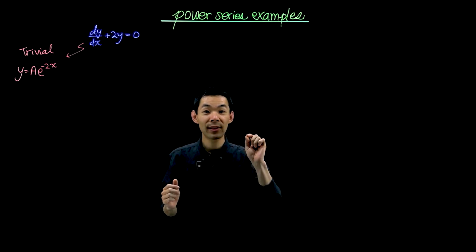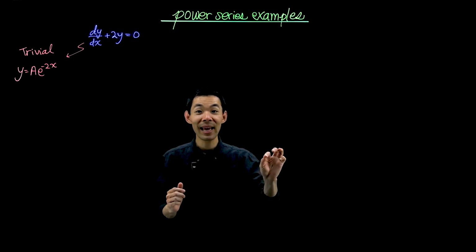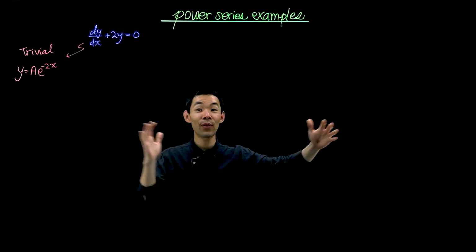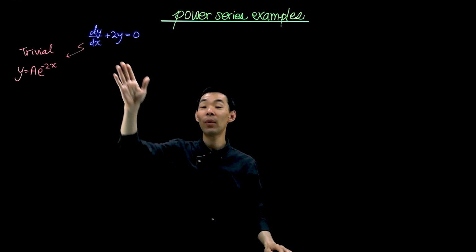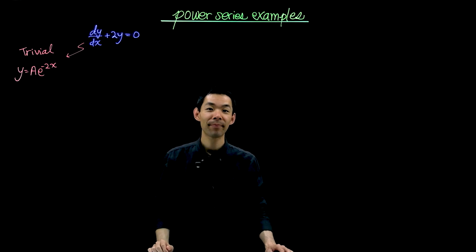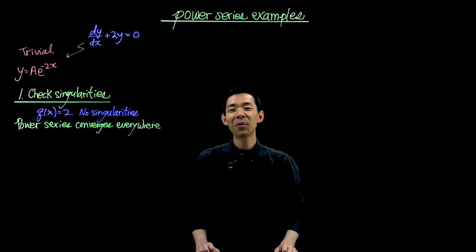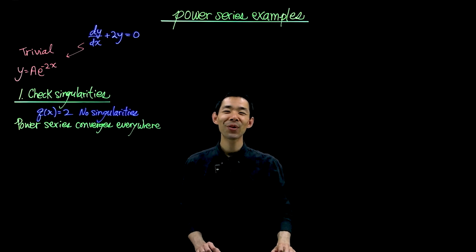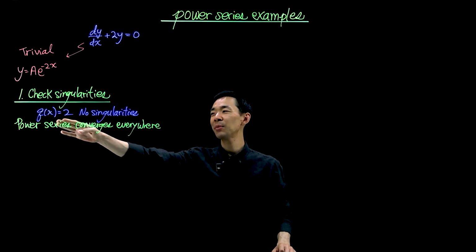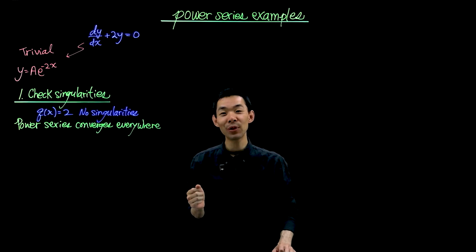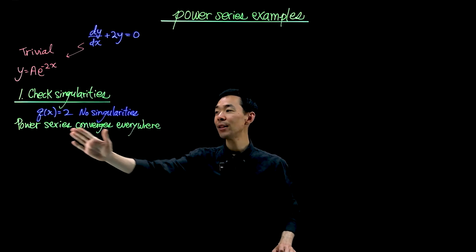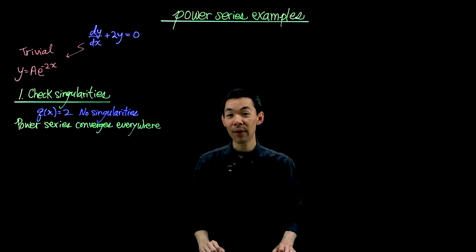So if we were to expand our solutions about some point a, we're guaranteed that the solution will converge everywhere for radius r going to infinity. Let's write that down. So step 1 is to check the singularities of your coefficients. In this particular case, we have a coefficient q of x, which is equal to 2. There are no singularities, and therefore the power series will converge everywhere.